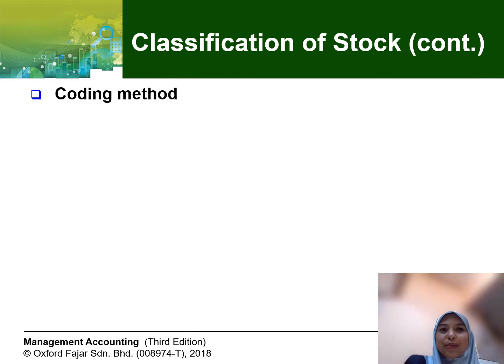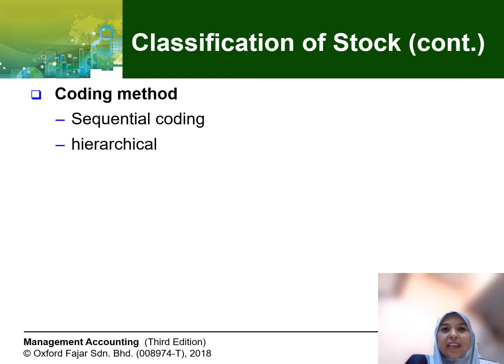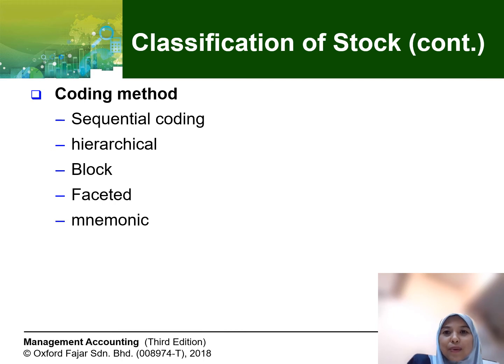Another technique used for store control is the coding method, which consists of sequential, hierarchical, block, faceted, and mnemonic coding. Sequential coding uses numbers that have a consecutive order. An example of sequential code is 00, 01, 02, 03, and so on.